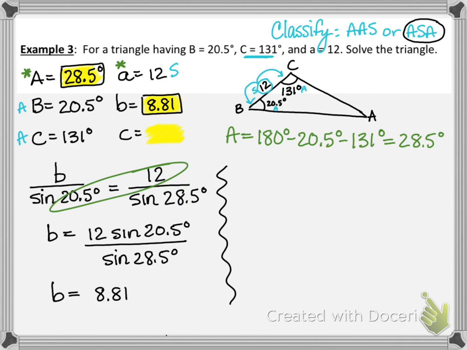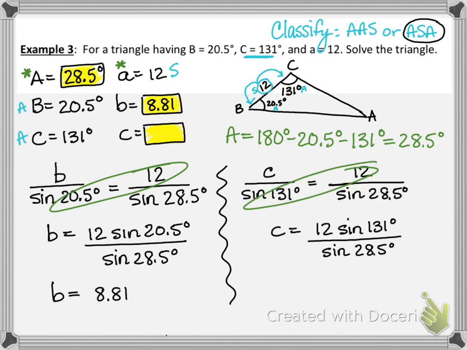So I want you to pause the video now and go find C. Go set up your proportion and solve for the length of C. Pause the video now. Okay, so here is the setup to find the length of side C: 12 sine 131 divided by sine of 28.5. Once you put that into your calculator, you should have ended up with the result of 18.98.